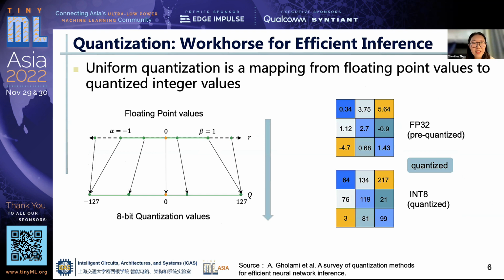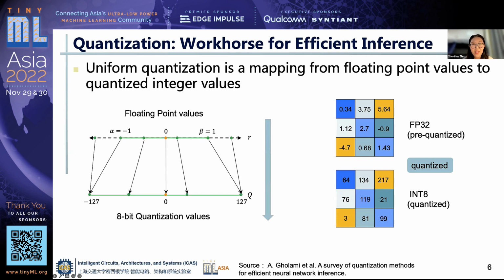Quantization is a workhorse for efficient inference. The way that quantization works is very simple. A uniform quantization is a mapping from floating point values to quantized integer values. For example, the matrix above is a pre-quantized model with floating point 32 data type, and after quantization, the matrix below is a quantized model with int 8 data type.